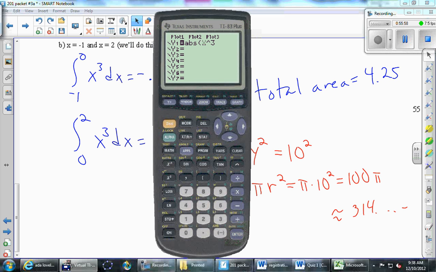So what will the new thing look like when I graph it? It's going to look kind of like a parabola. The right-hand side will look exactly as it did before, but all the stuff on the left-hand side that was negative will get turned positive, flipped up.